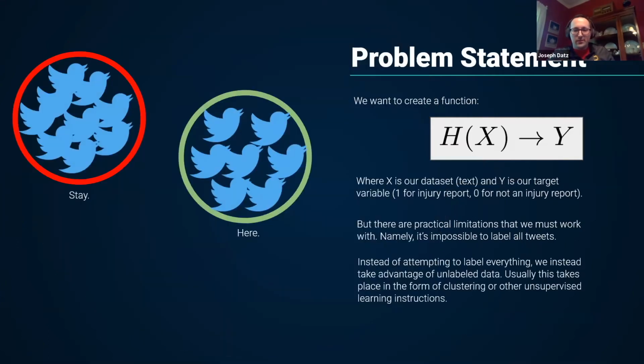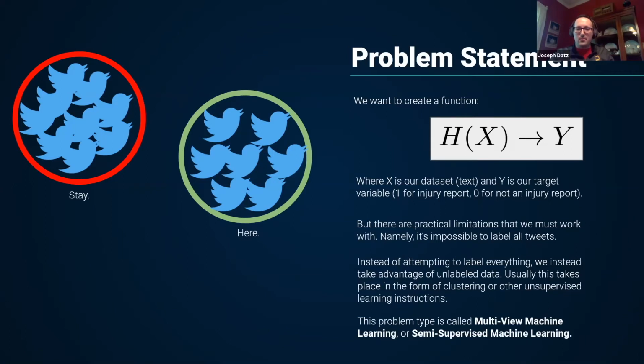But thankfully, there are methods to take advantage of the unlabeled data. Usually what goes on is that they take the form of clustering algorithms that take place during the supervised learning, which is the more modern version of semi-supervised machine learning. I'd also like to point out that this is also called multi-view machine learning as well as semi-supervised machine learning.